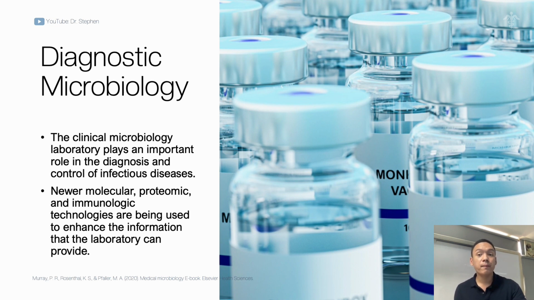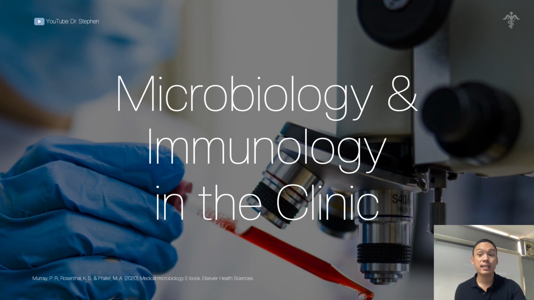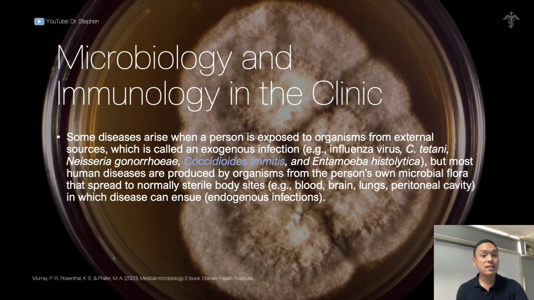Let's talk about microbiology and immunology in the clinic. Some diseases arise when a person is exposed to organisms from external sources, and these are called exogenous infections. These exogenous infections include influenza virus, Clostridium tetani, Neisseria gonorrhoeae, Coccidioides immitis, and Entamoeba histolytica. You can see in the background a photo of a plate of Coccidioides immitis.